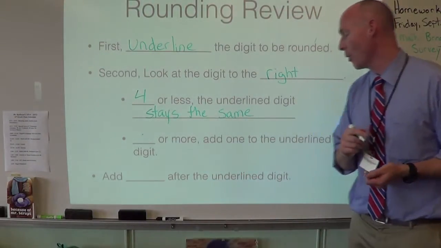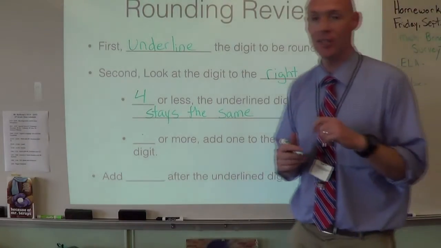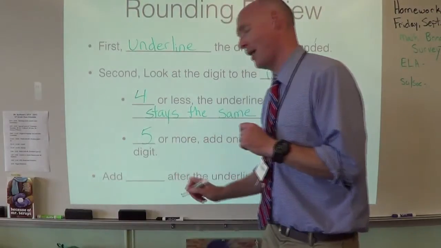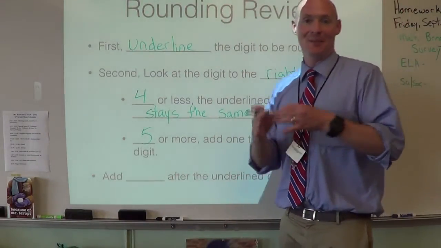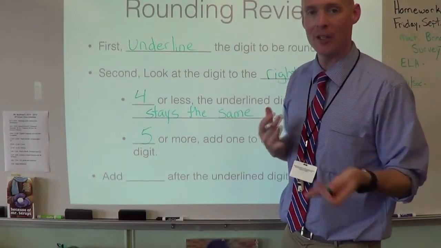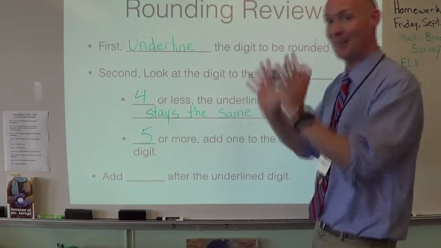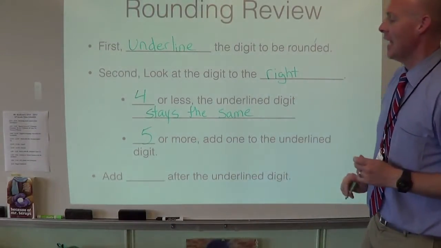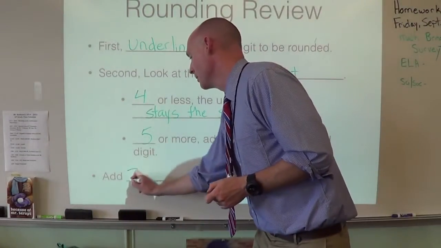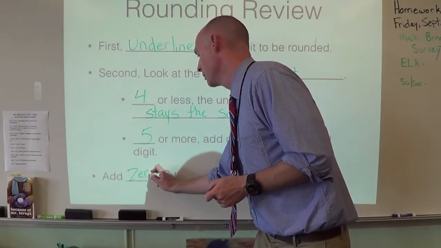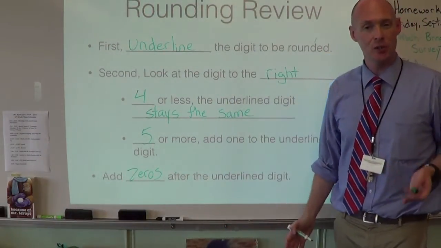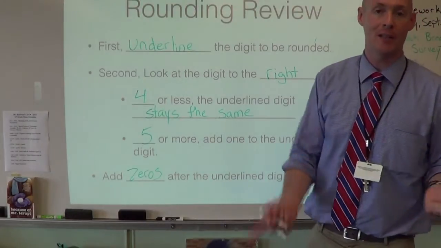If it's 5 or more, add 1 to the underlined digit. I think probably you heard in 2nd grade or 3rd grade, 5 or above, give it a shove. Well, yeah, that's what we're doing. We're just adding 1 more to give it that shove up. Last, what we're going to do is add zeros after the underlined digit. Okay? Here are our rounding steps. Again, just words. It'll make sense when we put it in practice. Let's try it.